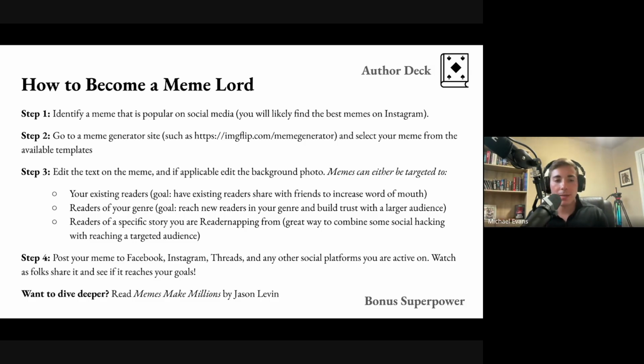But remember, those memes are going to have a specific goal, right? You want existing readers to share with their friends to increase word of mouth. And that's a great thing. But look, if our marketing superpowers are only about increasing word of mouth, then how do we start when we maybe don't have readers yet who we can share our stories with, right? And that's where we want to think about readers of our genre. Can we create memes that are relevant to any readers?